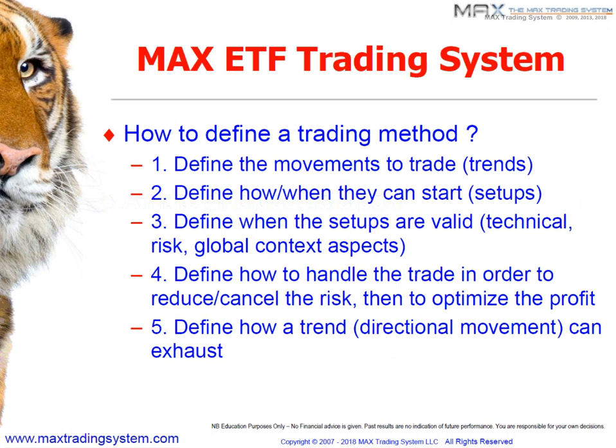So now, how do we define a trading method? I am always amazed when I see the description of other trading systems that very often the method is not exactly described in terms of objectives. And the MAX is in fact a trading method to catch trends. And so it is, in my opinion, a necessity to define what trends we want to catch. So we have to define the movements to trade. We also have to define when and how they can possibly start.